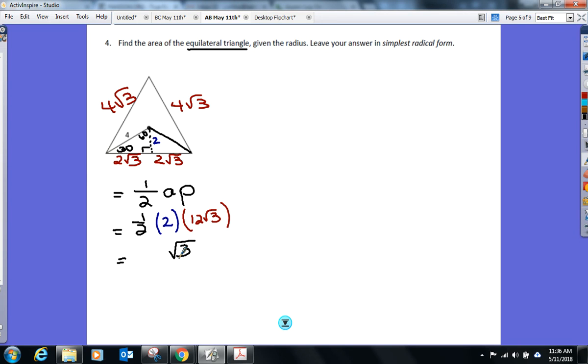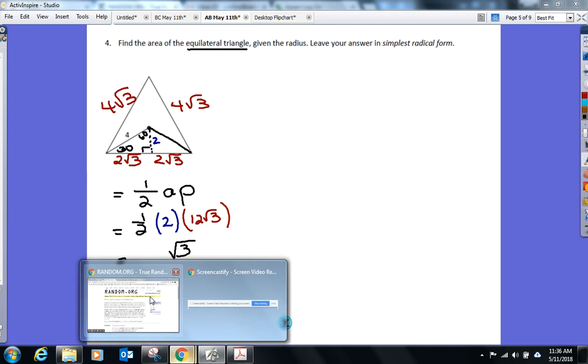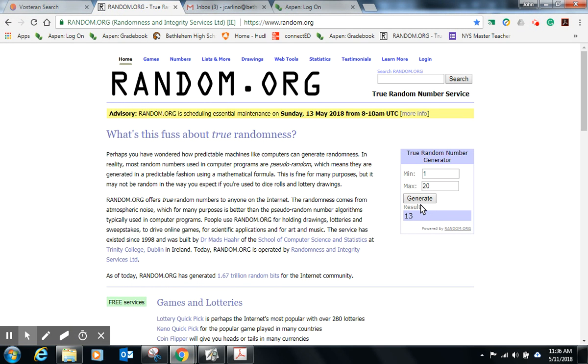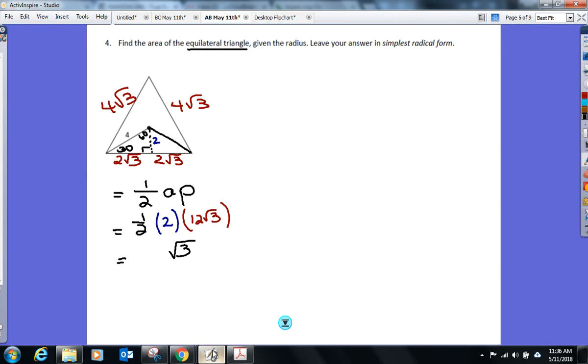And with the radical 3 down there, 1/2 times 2 times 12 radical 3, we end up with an area of 12 radical 3. And no units, right? Nope.